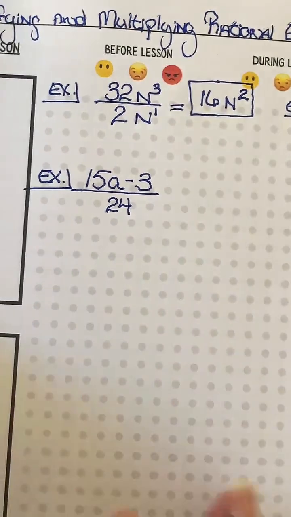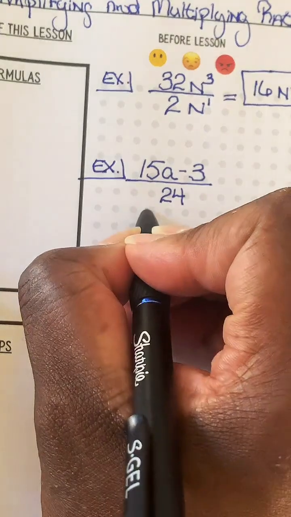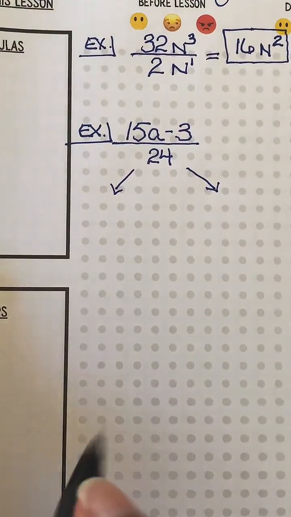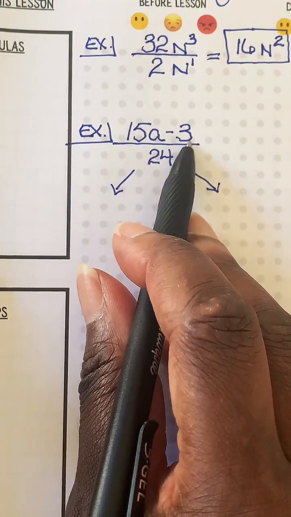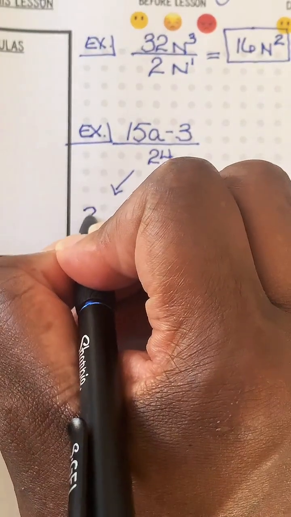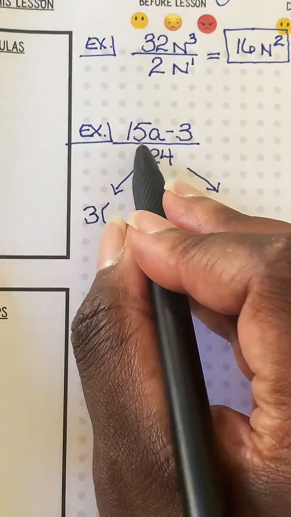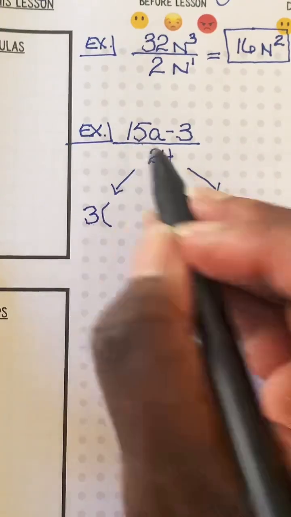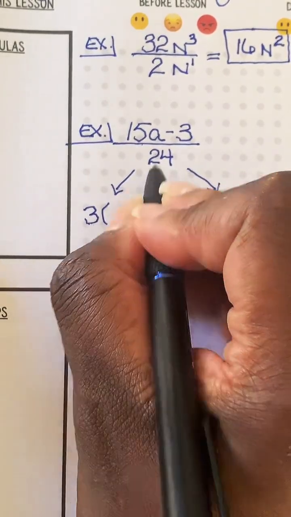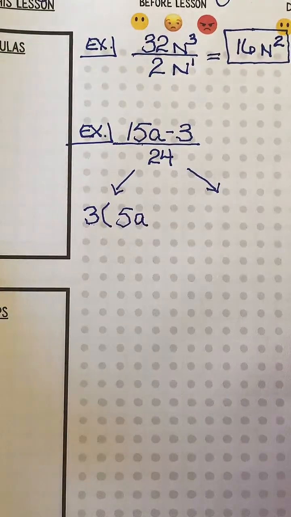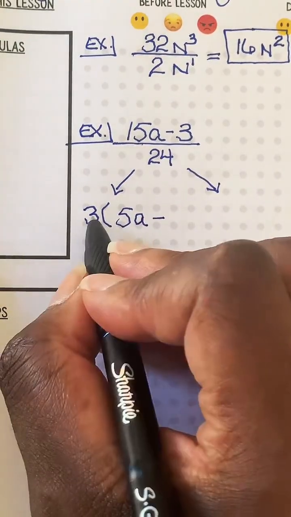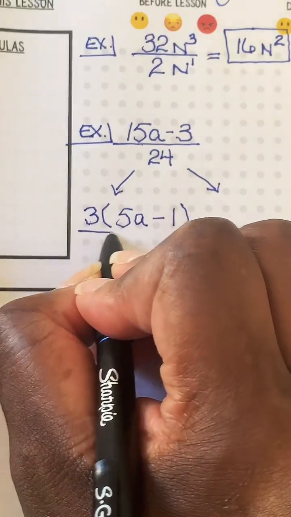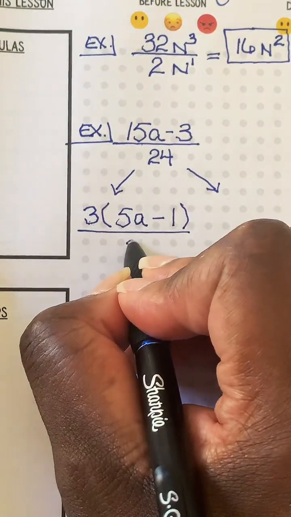So we can do this one of 2 ways. I'm going to show you this way, and I'm going to show you that way. So we could factor the 3 out in the numerator. If I factor out the 3 in the numerator, 15 divided by 3, or I could say 3 times what gives me 15? That will be 5, and it has an a, bring the a down. Minus 3 times what gives me 3? That will be a 1. Then we have our denominator, which is 24.